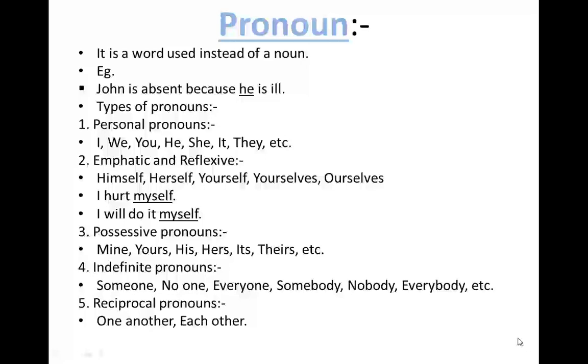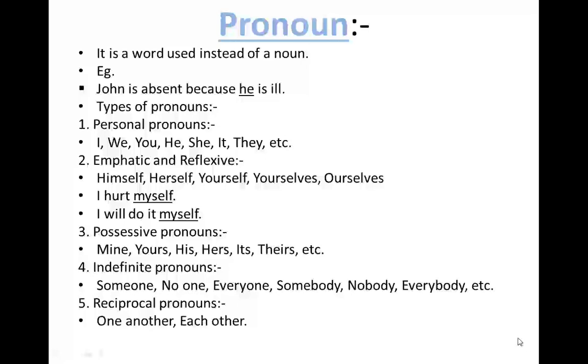Reflexive means reflects back, means the person who has done the action reflects back to that person. I heard myself. The action is done by me, and who is affected by it? I, myself. So I heard myself. Another thing to remember about reflexive pronouns is that it is always used exactly after the verb. I heard myself.